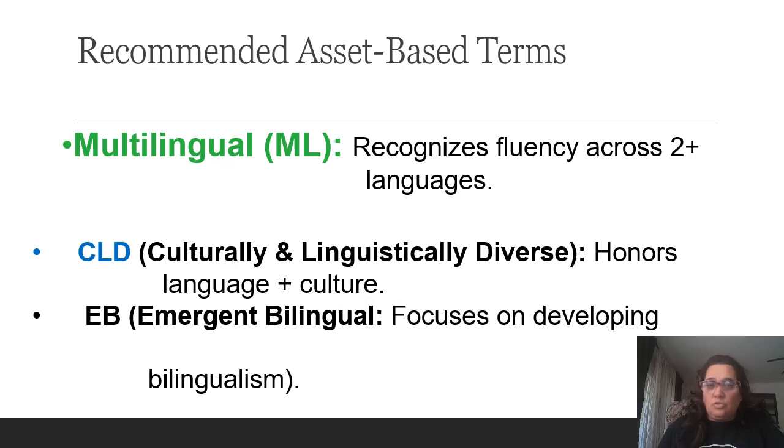Recommended asset-based terms: multilingual, ML, recognizes fluency across two or more languages. CLD, culturally and linguistically diverse, honors language and at the same time honors culture. EB, emergent bilingual, focuses on developing bilingualism.